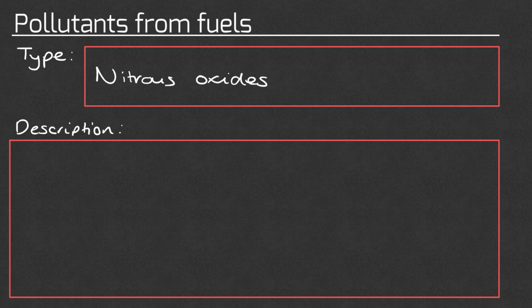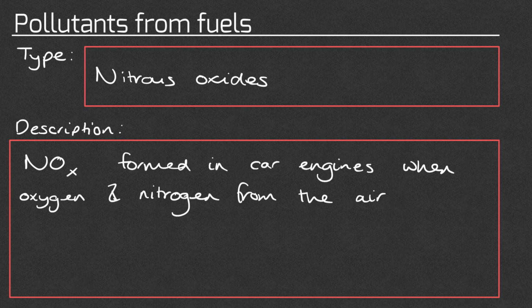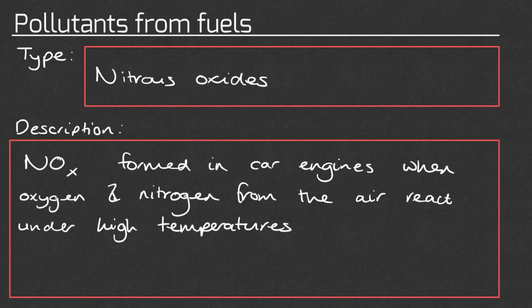Nitrous oxides are also produced as a pollutant from burning fuel, and they have the general formula NOx. This means that the x could be several different values. You could have nitrogen oxide, NO, nitrogen dioxide, nitrogen trioxide. We're going to group all of these together. They're formed in car engines when oxygen and nitrogen from the air react together under the high temperatures you can only get in the car engine. It's why the oxygen and nitrogen in the air don't normally react together.